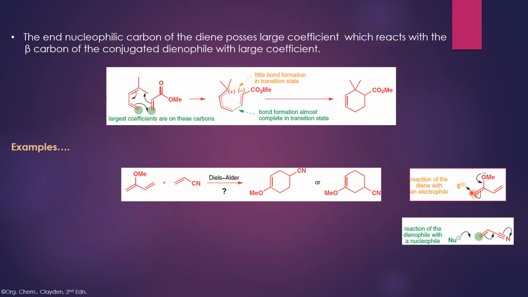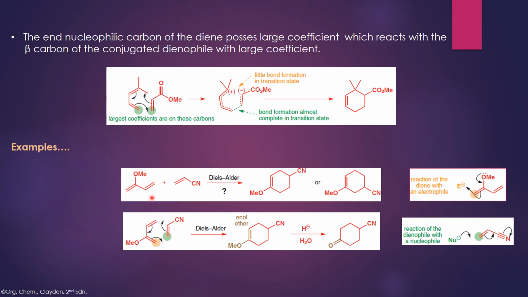Look where the electron gets accumulated. In the case of the diene, the carbon where the electron gets accumulated has the largest coefficient, and in the dienophile, the carbon which is deficient of electron has the largest coefficient. And next, here we can see this is the methoxy group with the largest coefficient here. That means the lone pair comes to here and this comes to here. This is the largest coefficient. And for the dienophile, here is the largest coefficient, alpha, beta. This is the largest coefficient in these two compounds.